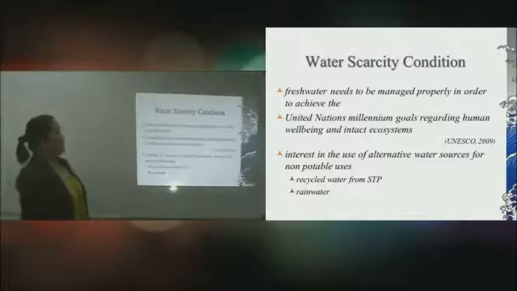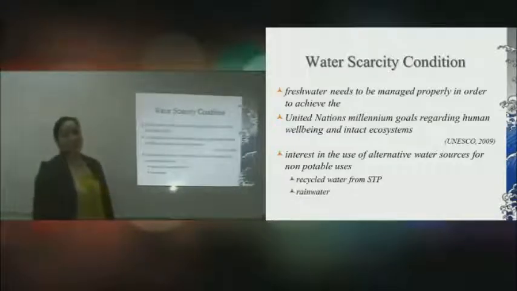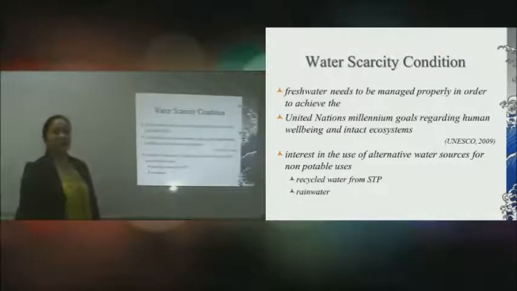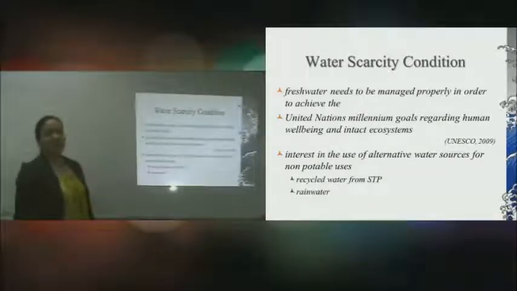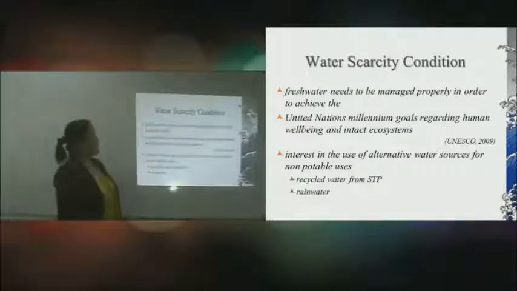So, what do we need to do? Or what is the industry doing? Or what are the government agencies locally, regionally, and globally doing? So, we want to attain the Millennium Goals so that we have sufficient water resources. Now, as engineers, the current trend is to have alternative water resources.